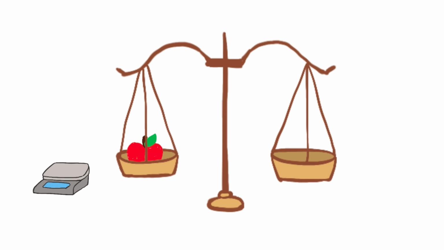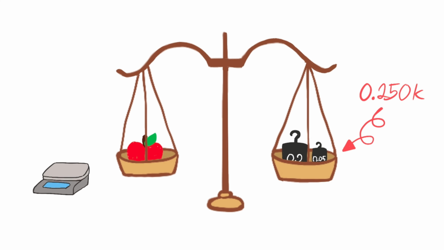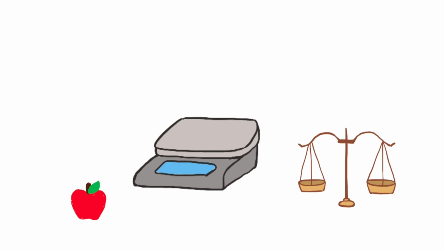We put the apple on one side of the balance and we put the weights on the other side. And it gives us a result of 0.25 kilograms. And then we use the scale to weigh the same apple, and it also gives us the same result of 0.25 kilograms. You're probably going to say, oh, they both show 0.25 kilograms. They're both going to give the same answer, then what's the difference? So, does that mean we can use either of them?